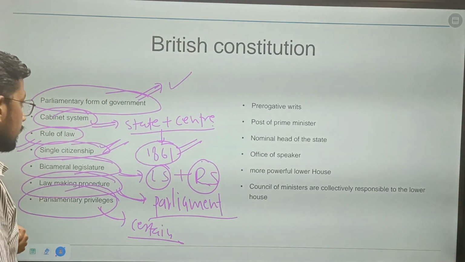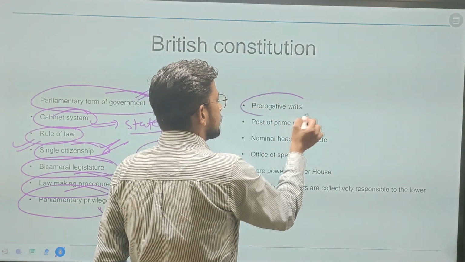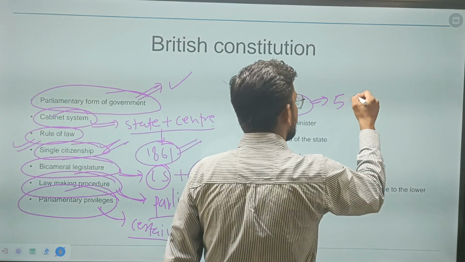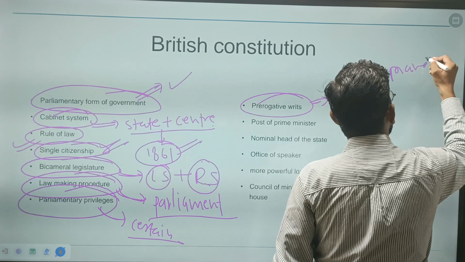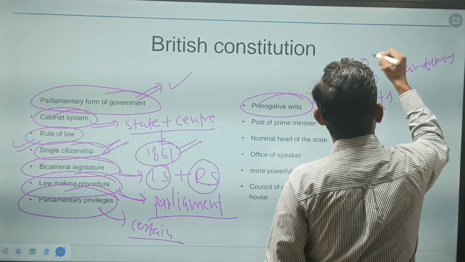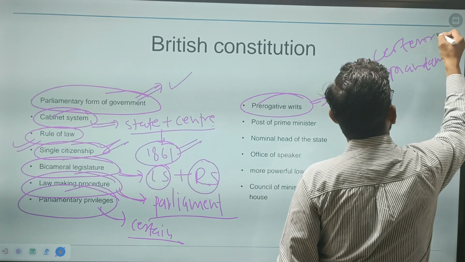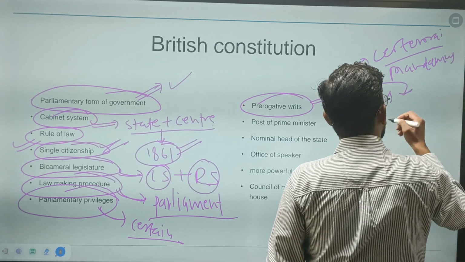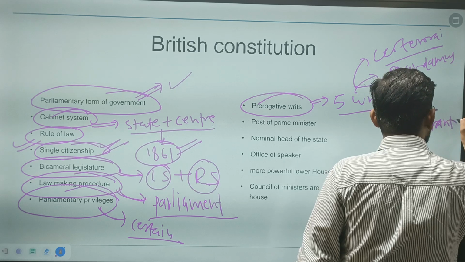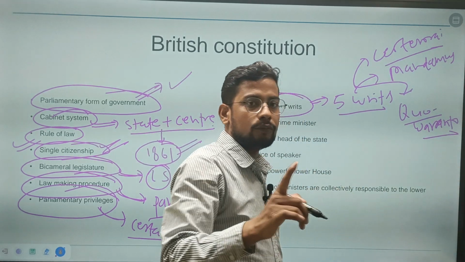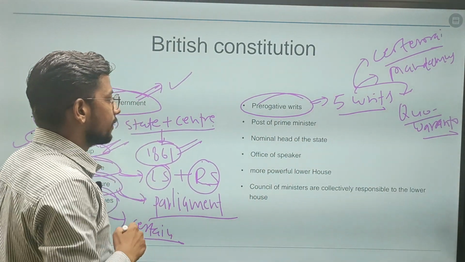Okay. Then prerogative writs. We are having 5 writs, like mandamus, certiorari, then quo warranto. So these writs have been taken from the Constitution of Britain.